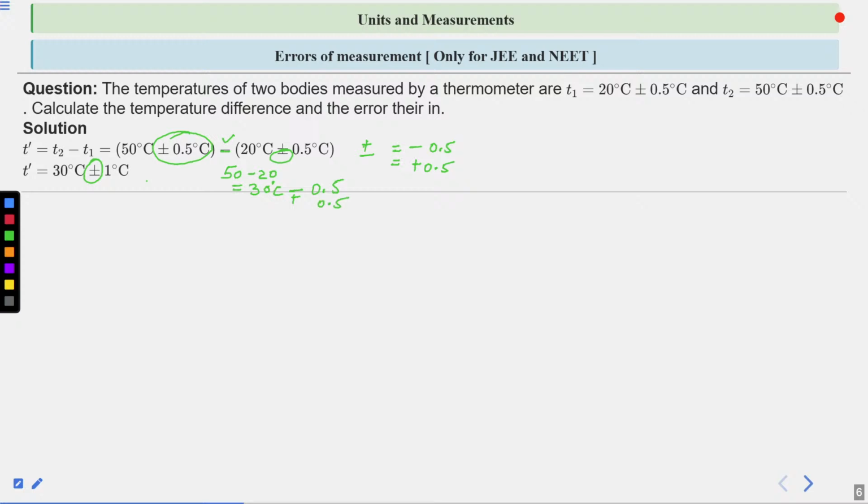It means 30, and if we add 0.5 and 0.5, it will be plus minus 1 degree Celsius. This is clear? Clear or not? I repeat it.